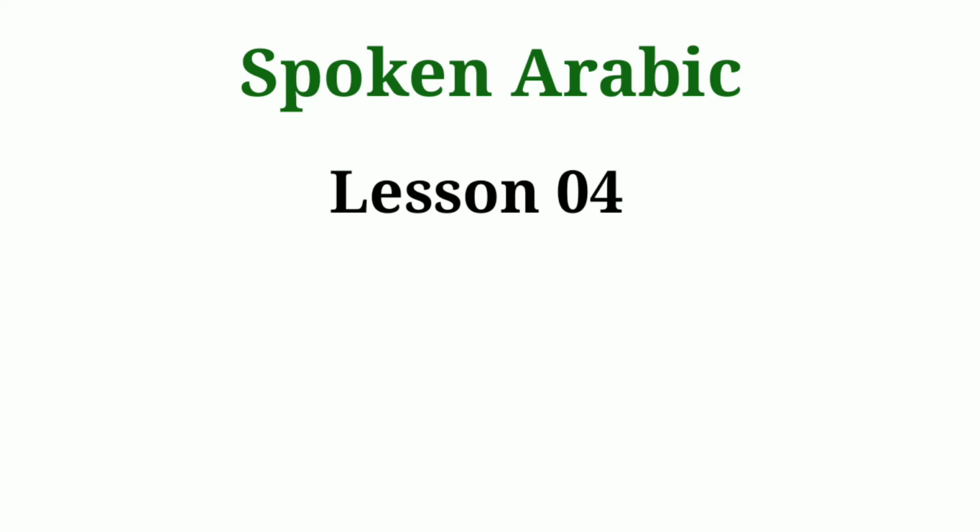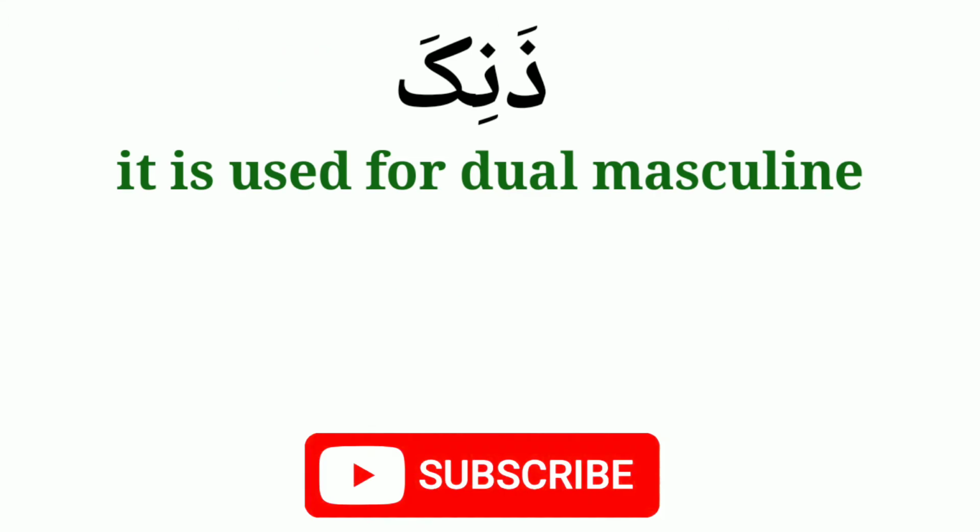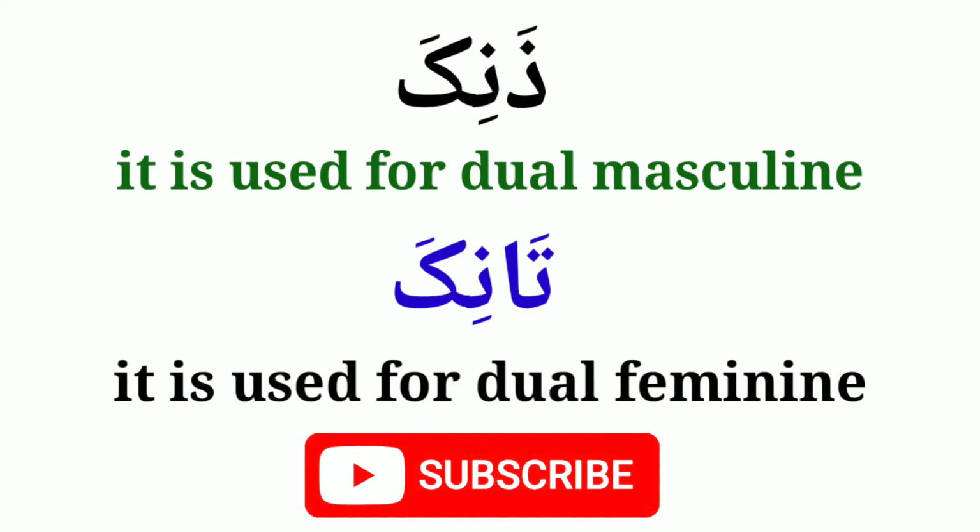Today we are going to discuss how to use Zanika Tanika in Arabic language. Istimalu Zanika Tanika. Zanika, it is used for dual masculine. Wa Tanika, it is used for dual feminine.